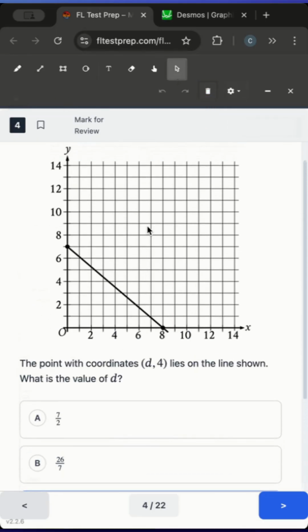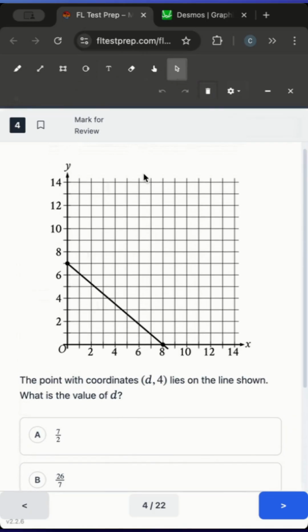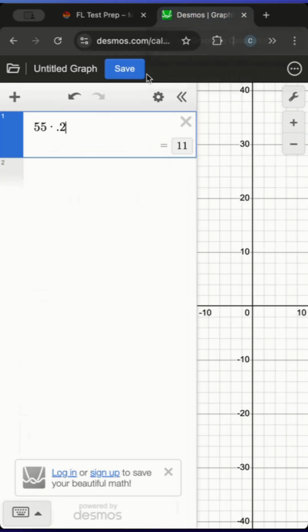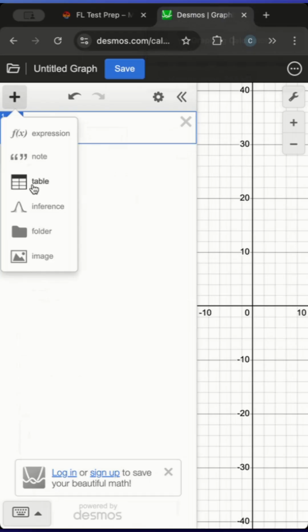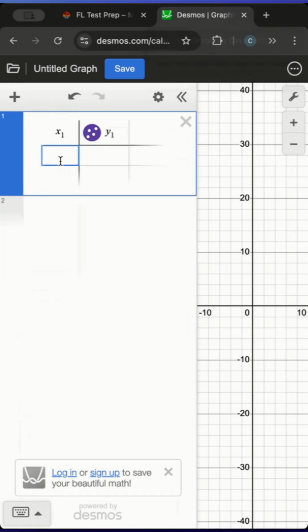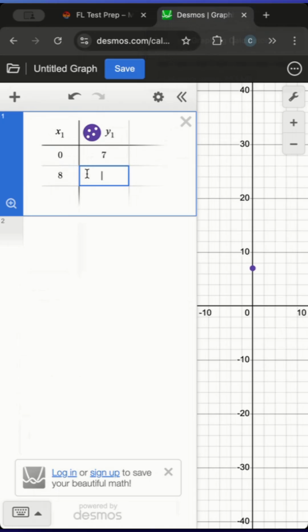What we can do here is we can take these 2 points and build a regression in Desmos. Here's how you do it. You want to go ahead and click this plus sign and build a table. And you want to plug in your points. We know our first point is going to be 0, 7, our y-intercept. And the next point is going to be our x-intercept, 8, 0.